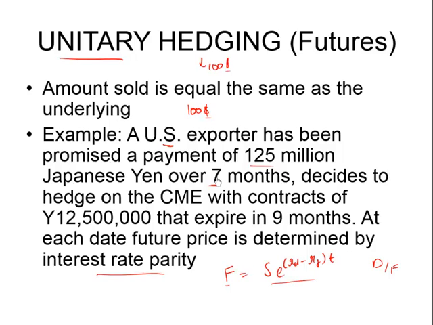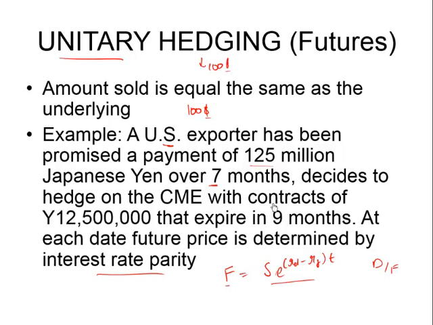What he is doing today is that he will short this 125 million yen 7 months later at whatever is the current forward rate. Please note, the current forward rate will be dependent on the current spot rate for the most part, and then this e raised to power (rd minus rf) times T. So to hedge his position, he can lock in the value that he will get from this 125 million yen today by entering a short contract 7 months forward.